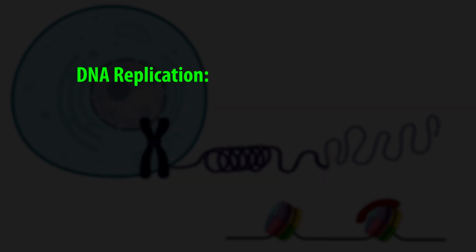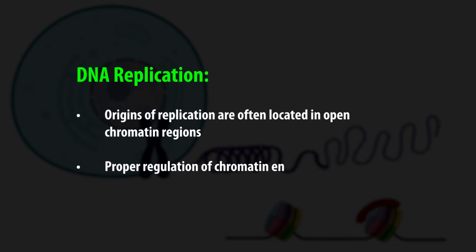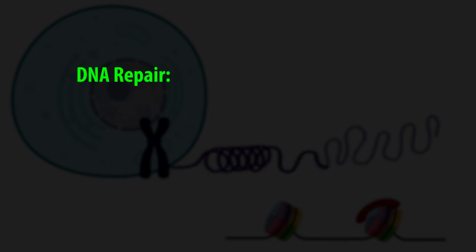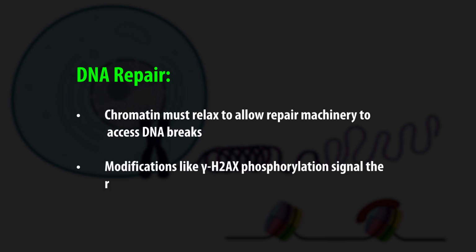Next is DNA replication. Origins of replication are often located in open chromatin regions. Proper regulation of chromatin ensures timely and faithful replication. Next is DNA repair. Chromatin must relax to allow repair machinery to access DNA breaks. Modifications like H2AX phosphorylation signal the recruitment of repair proteins.